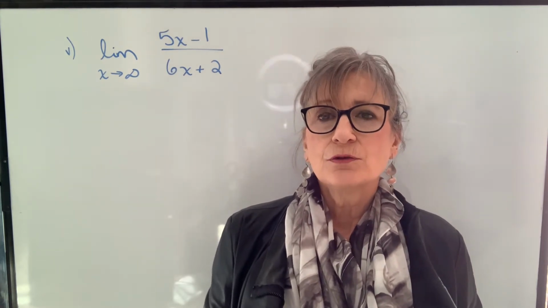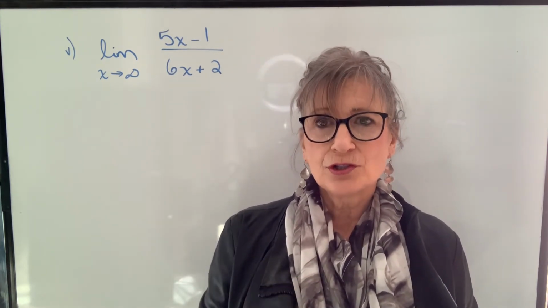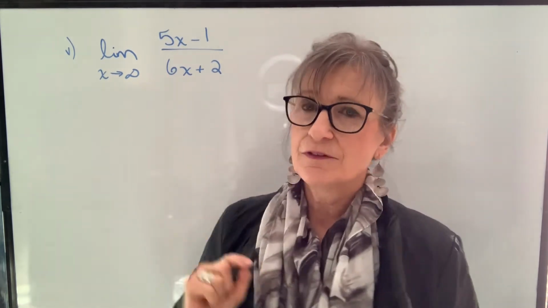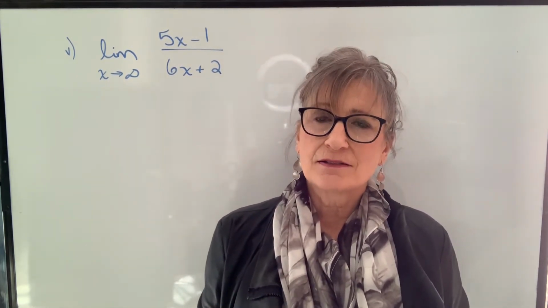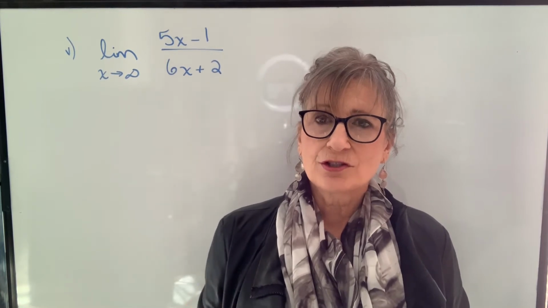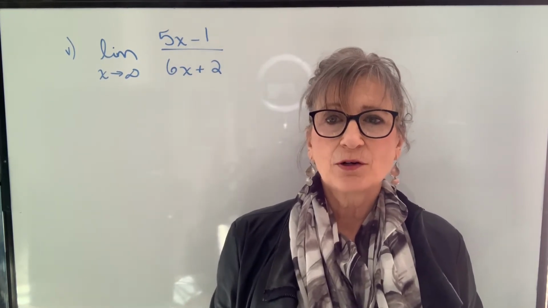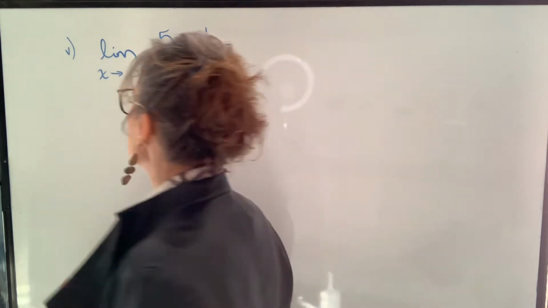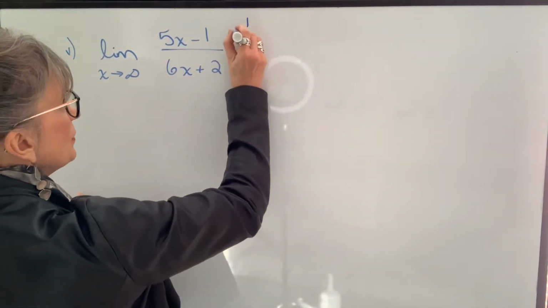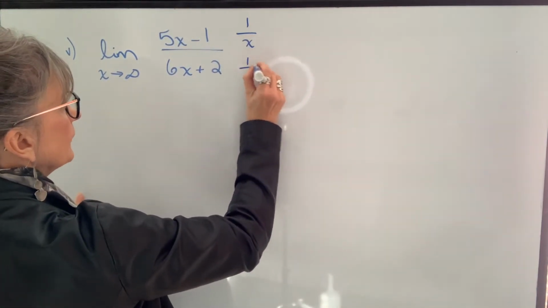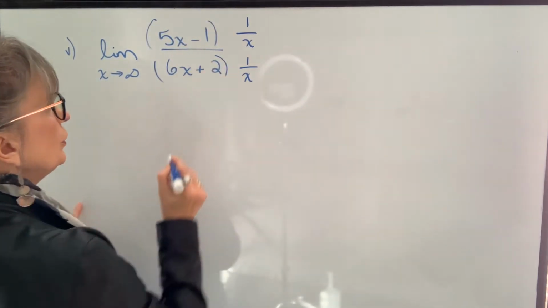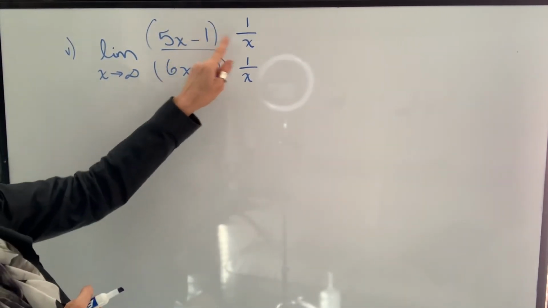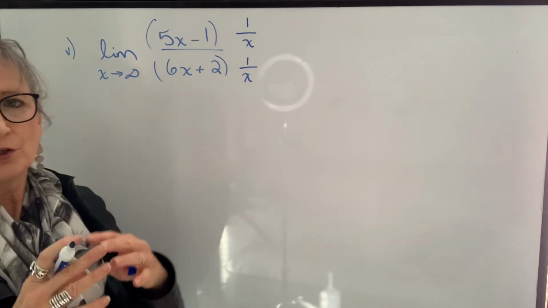What you can do when you have x in both the numerator and the denominator and x approaches infinity is divide by the highest power of x in the expression. So in this case, my highest power of x is x to the 1. So I'm going to divide by x, which is the same as multiplying by 1 over x. I do the same thing to the numerator and denominator. And remember, when you multiply your numerator, you multiply every term.